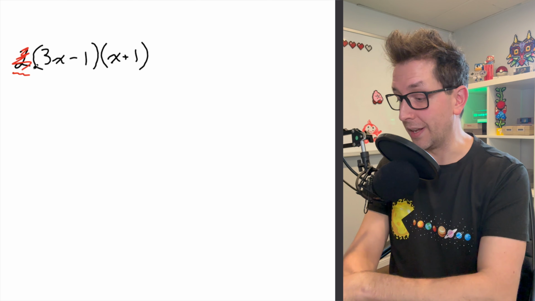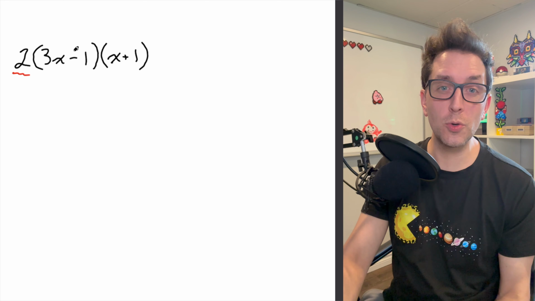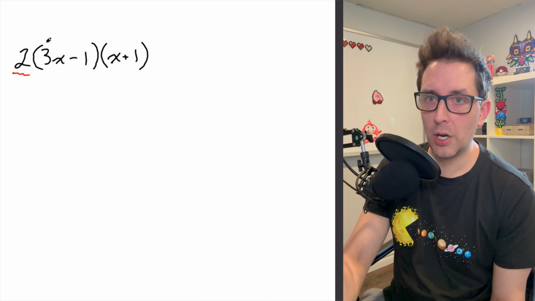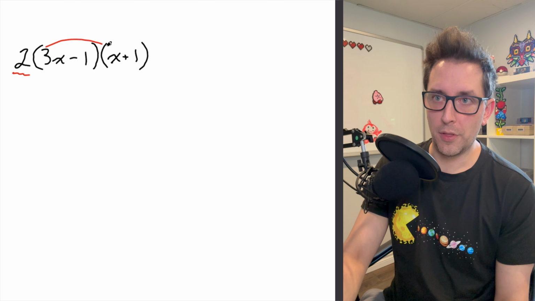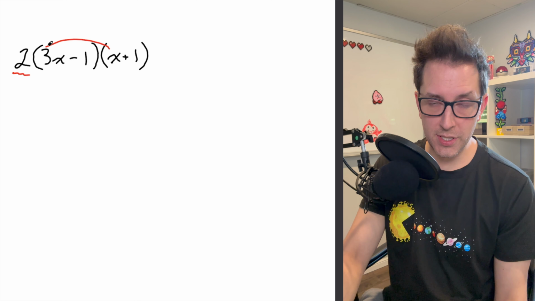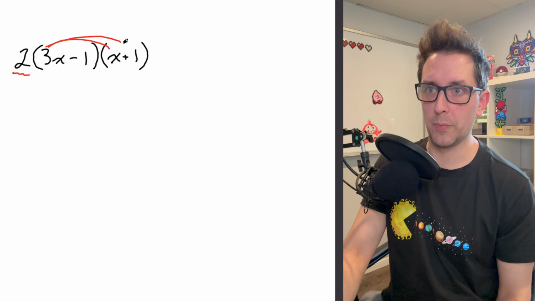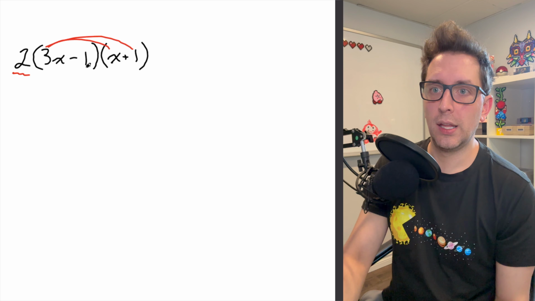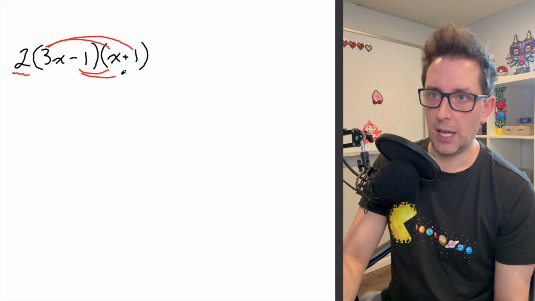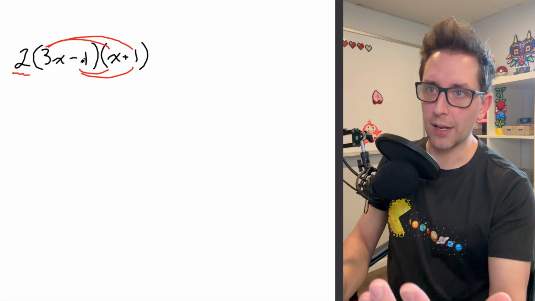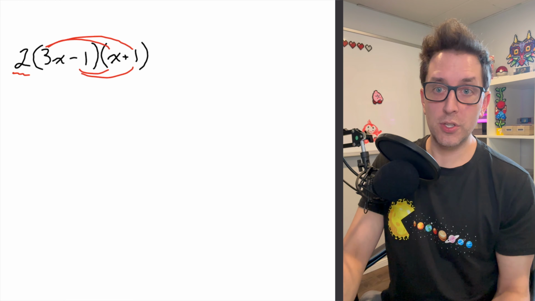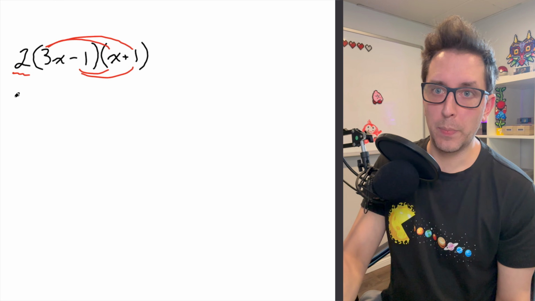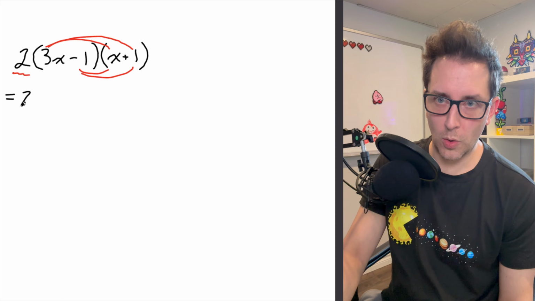Don't forget about that 2, because it is still there. All right, but imagine the 2 wasn't there. How would you approach this problem? We're going to just multiply 3x times x using the first part of our FOIL acronym, 3x times 1 using the outside, the inside is negative 1 times x, and again, the last is going to be negative 1 times 1, okay? We're going to just use FOIL just like we did with the other examples, but we have a little 2 at the front. Just ignore it. It's there.